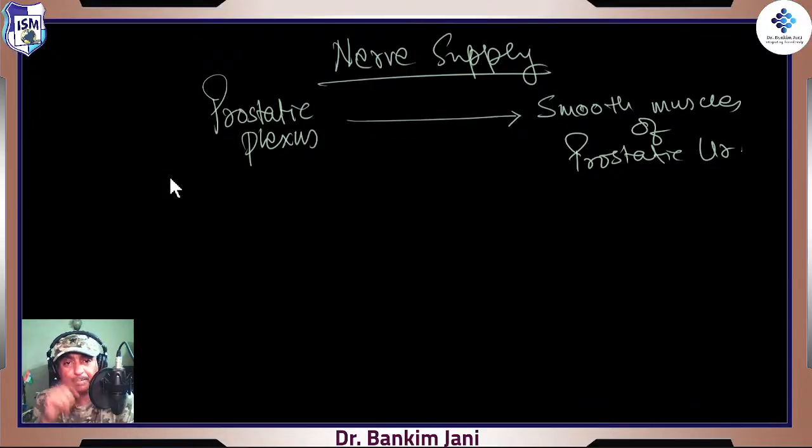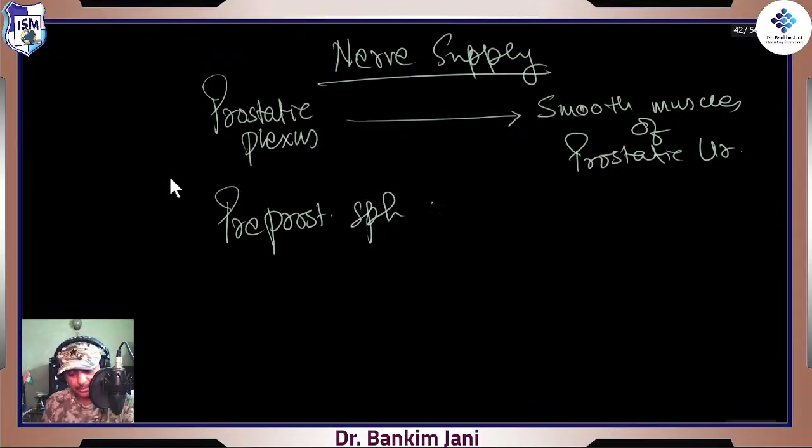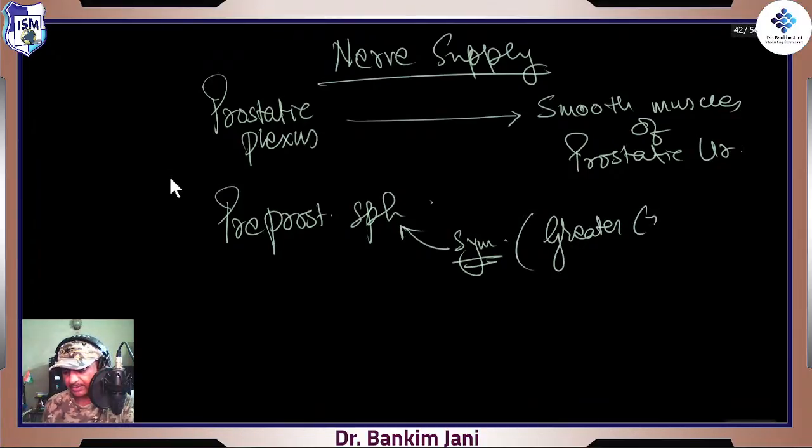About the pre-prostatic sphincter, we know that it is sympathetic because it is keeping everything under control, right? Especially during ejaculation, we said that it prevents that reflux. So we already talked about it. The pre-prostatic sphincter has the sympathetic supply, right? Which are the nerves? Actually, they are called the greater cavernous nerves.